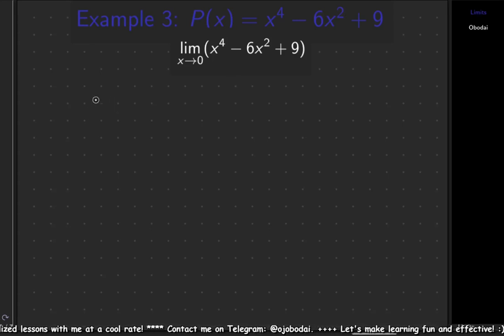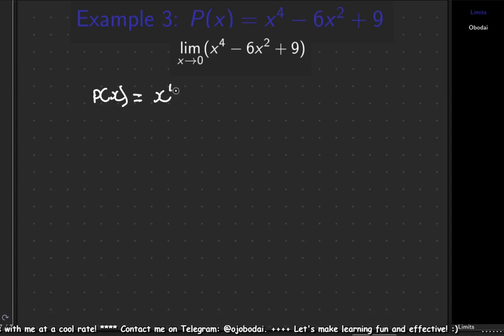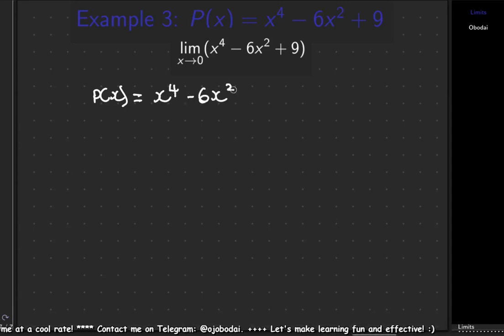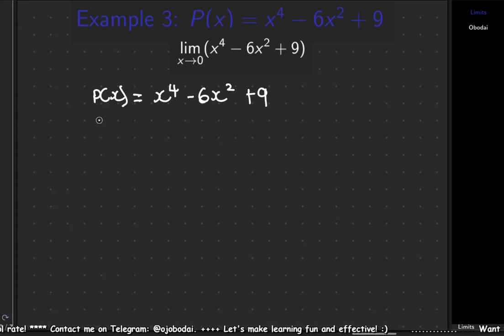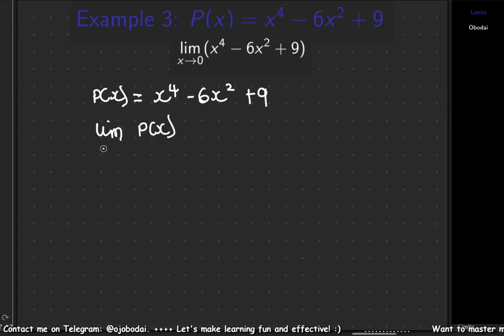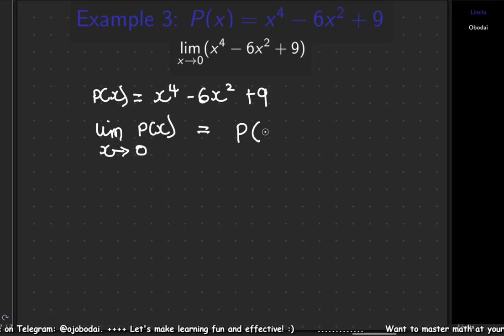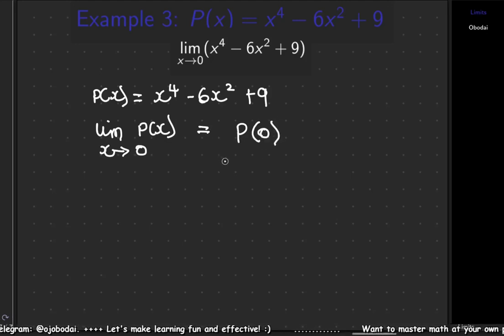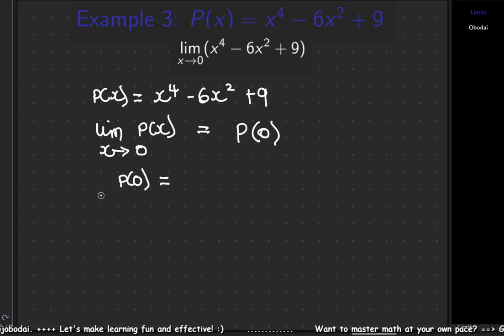We have our function p of x being equal to x to the power 4 minus 6x squared plus 9. Let me call this p of x. So the limit of p of x as x approaches 0 is simply the value of p of x at what? 0. So we now solve for p at 0. That is our polynomial when the value x is equal to 0. As we did in the previous one, you are just substituting 0 for all the x you see.